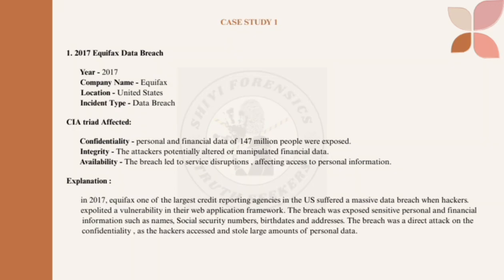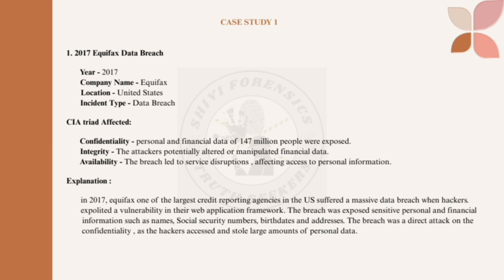And now we are discussing real case studies in the CIA triad. First of all, the Equifax data breach. It happened in the year 2017 and the company was Equifax, located in the United States. The type of incident was a data breach. Now, how was the CIA triad affected? 147 million people had their personal and financial data exposed, and the attackers altered or manipulated financial data and accessed personal information.